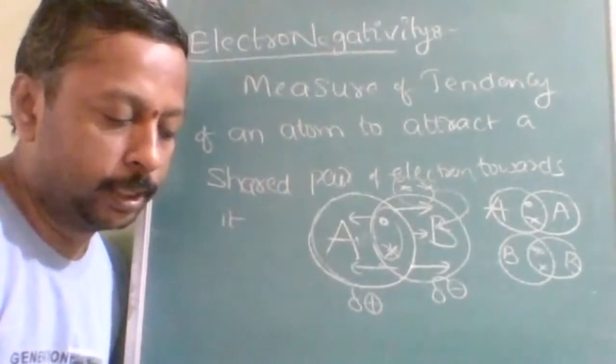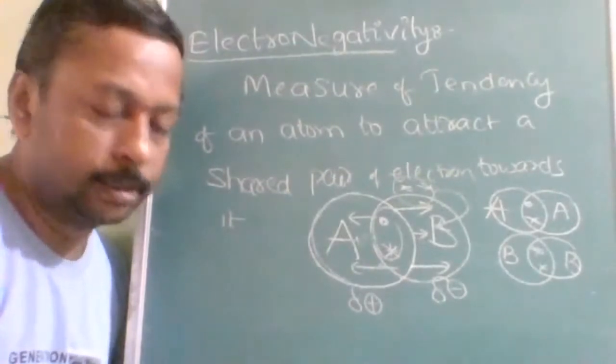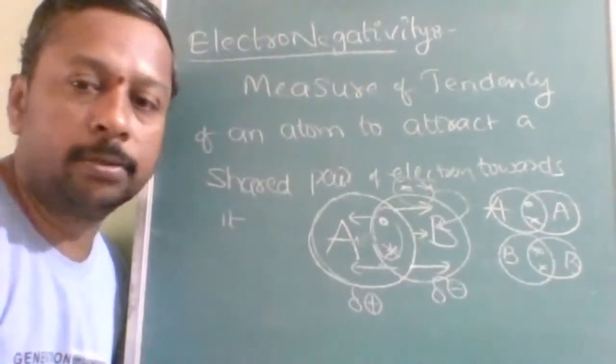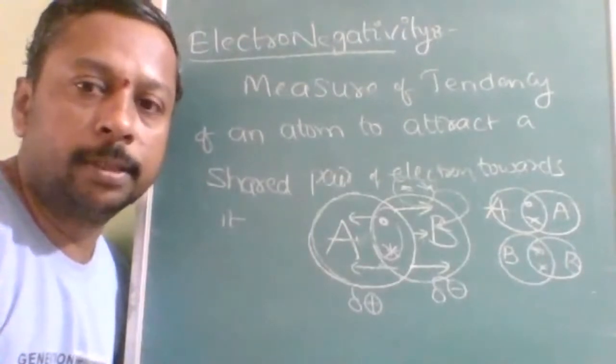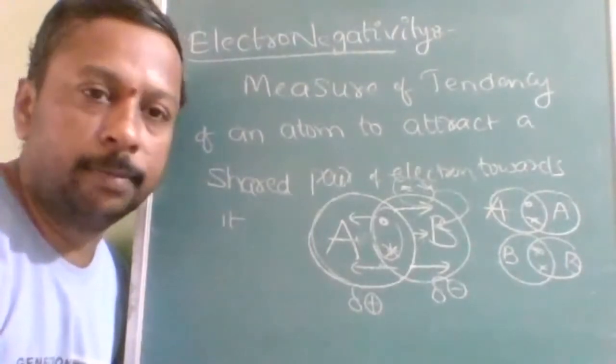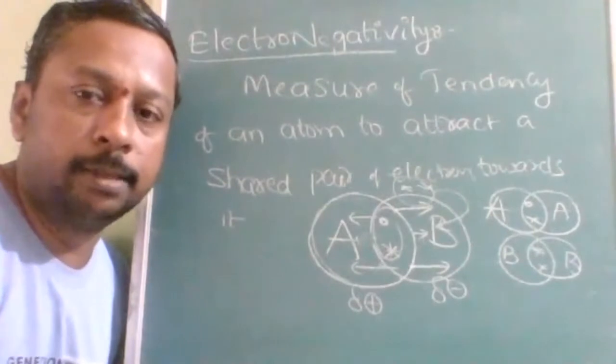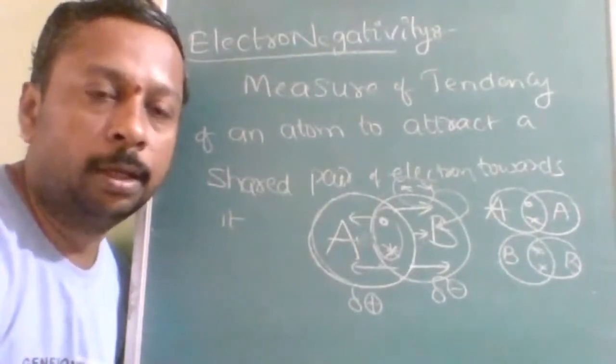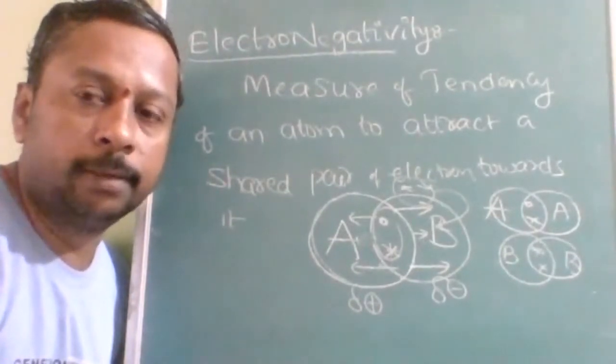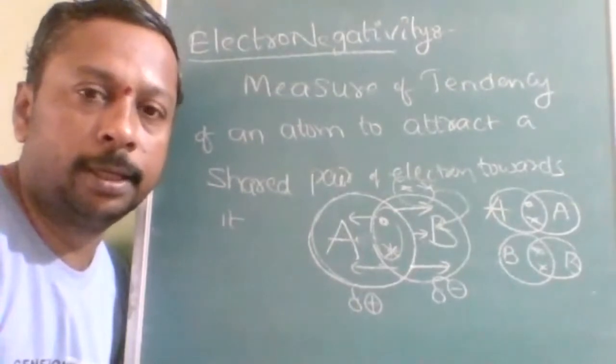So more is the electronegativity or less is the electronegativity, it is only a tendency. Less is the tendency. Understood? So we cannot measure it. If it is mass, we can measure in kilograms. If it is energy, we can measure in kilojoules or calories. If it is volume, then we will calculate in liters.